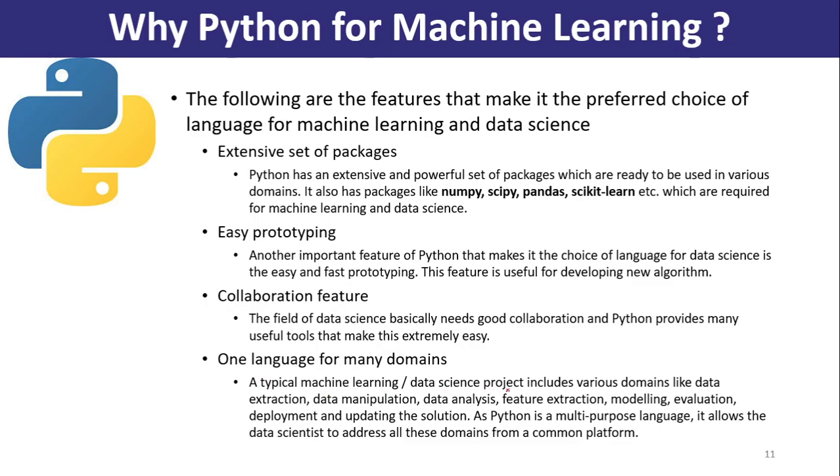A typical machine learning or data science project includes various domains like data extraction, data manipulation, data analysis, feature extraction, modeling, evaluation, deployment, and updating the solution. As Python is a multi-purpose language, it allows the data scientist or the machine learning enthusiast to address all these domains from a common platform. And these are various advantages why Python is being used for building machine learning or data science applications.